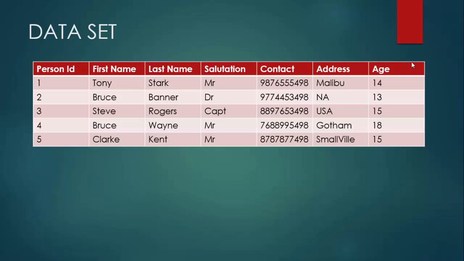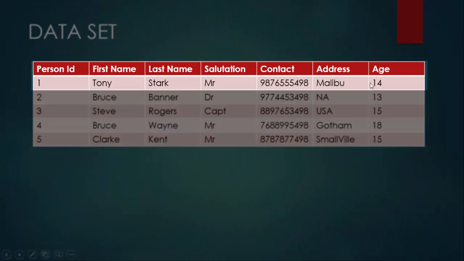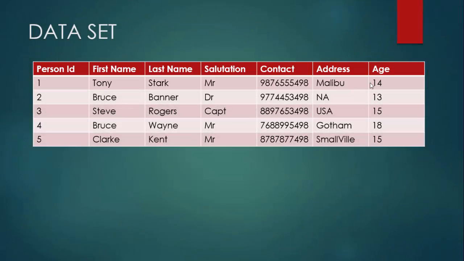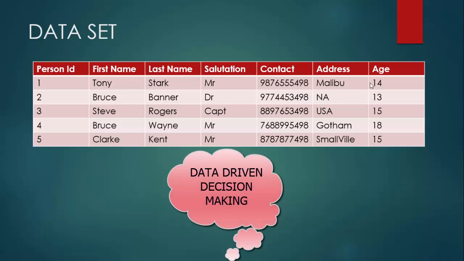Now, the details of each student here would be considered as a record. So, the first person, Tony Stark, his contact, his address, his age, forms a complete record. Datasets are useful as they form the basic component of the data-driven decision-making process.